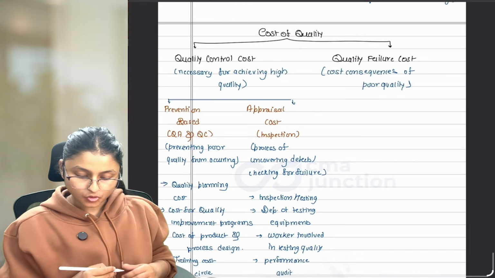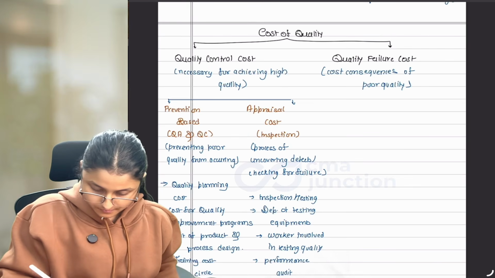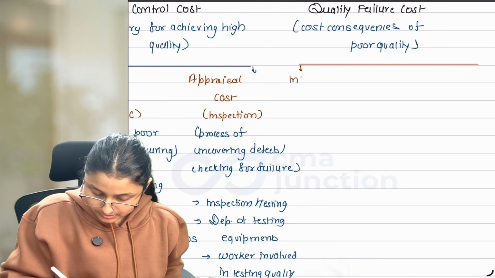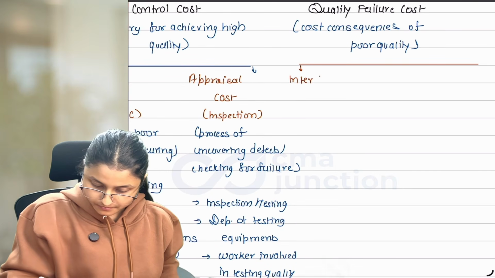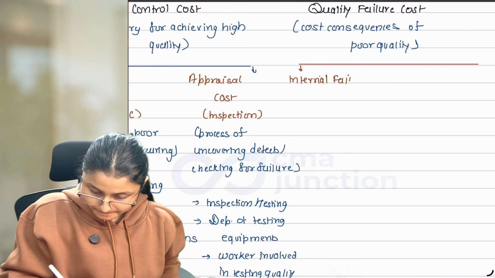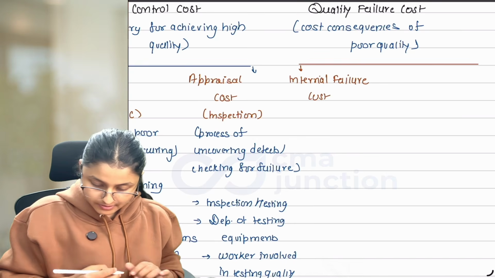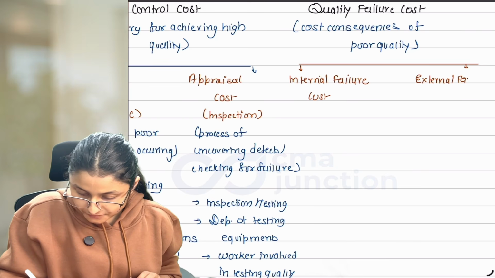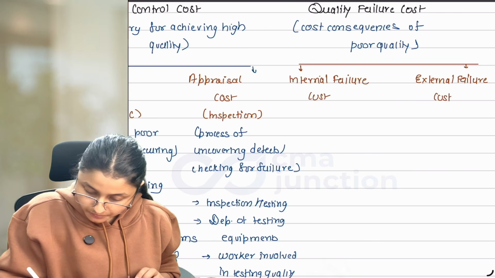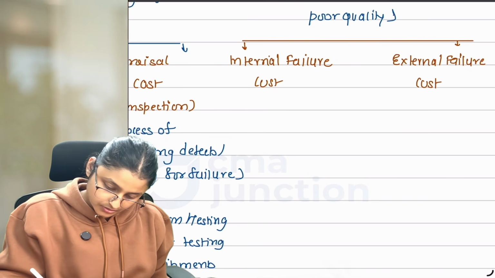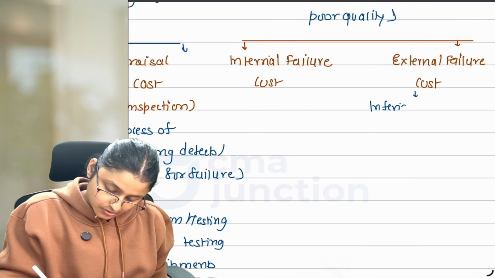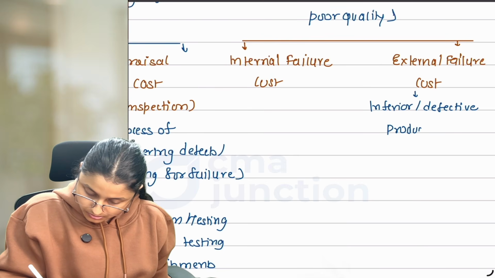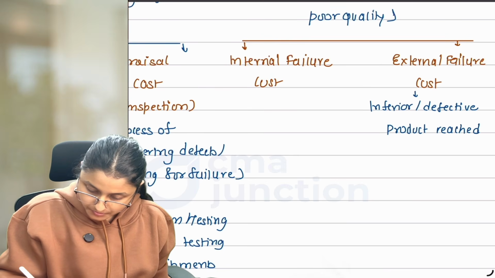Next is quality failure cost. Quality failure cost can be of two types. First one is internal failure cost, and second is external failure cost. External failure arises when the defective product has reached the customer. Inferior or defective product reached the customer.